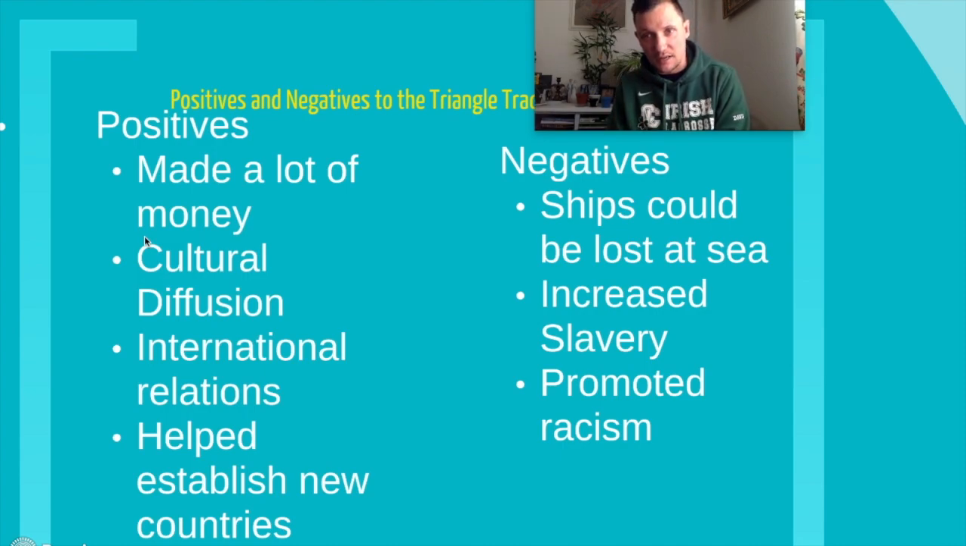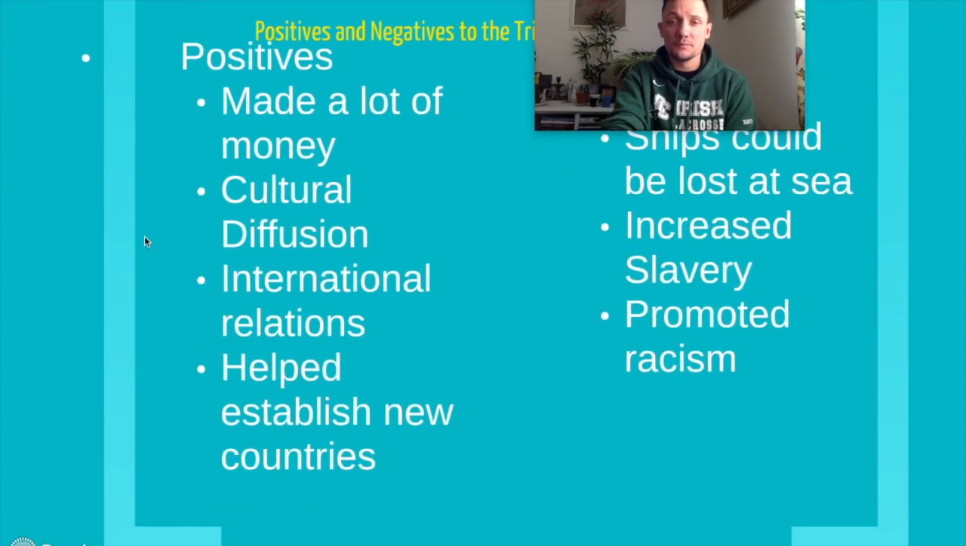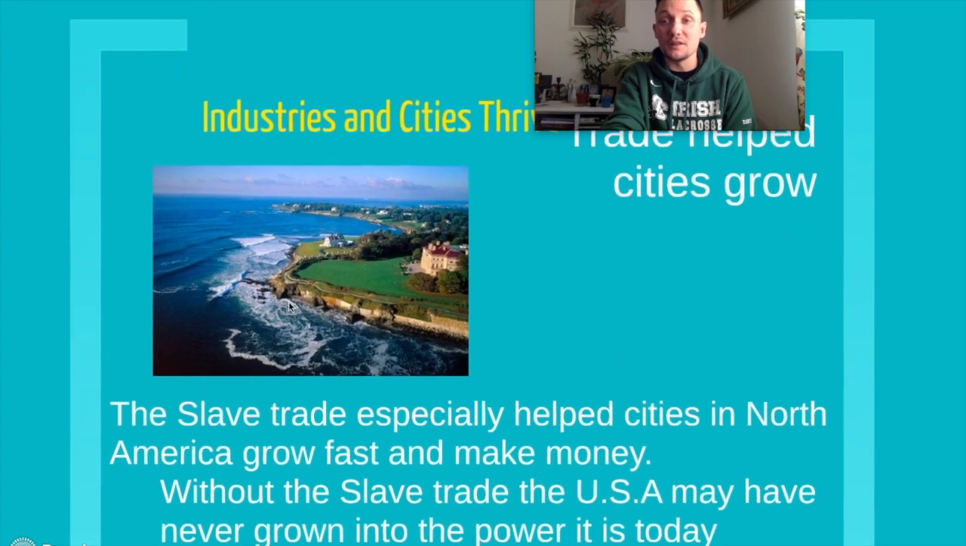The negatives, on the other hand: ships could be lost at sea, leading to death and destruction, and increased slavery due to the ease of picking up slaves in Africa and taking them to the New World colonies or other colonies as well, as far away as India and Asia and back to Europe again. It also is going to promote racism. It's going to promote the idea that certain races are subservient and that they are meant to do these certain things. And this is also during the Enlightenment, where people begin to look at tribal people as heathenistic or kind of less than, right?